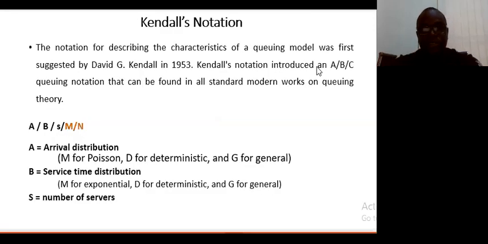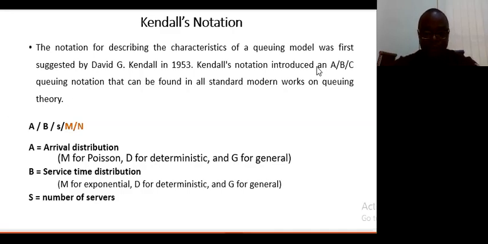Now, having looked at the parameters for evaluating the performance of a queuing system, we want to look at Kendall-Lee notation, or simply Kendall's notation. The notation for describing the characteristics of a queuing model was first suggested by David G. Kendall in 1953. Kendall's notation introduced an ABC queuing notation that can be found in all standard modern works on queuing theory.